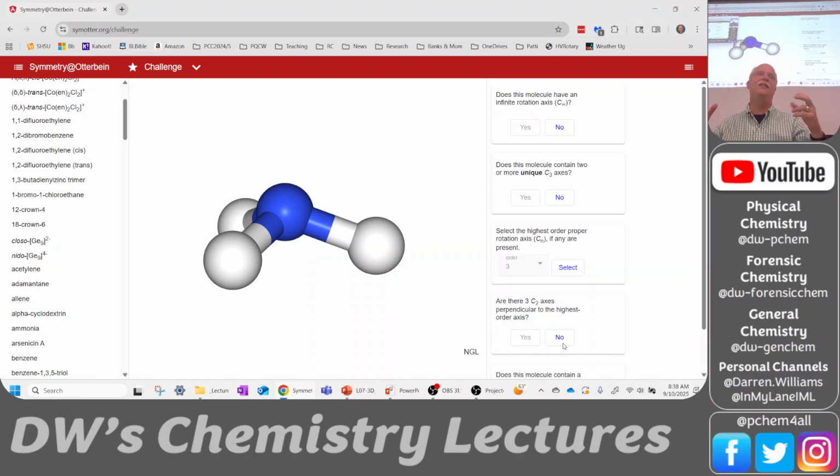So it says leaves the molecule unchanged. Another way to think about that is you close your eyes, you do the thing, you open your eyes, you can't tell anything's happened, the molecule is unchanged. You see what I mean? Everything has to go to a corresponding atom. For a C2, so it's perpendicular C2s, yes.